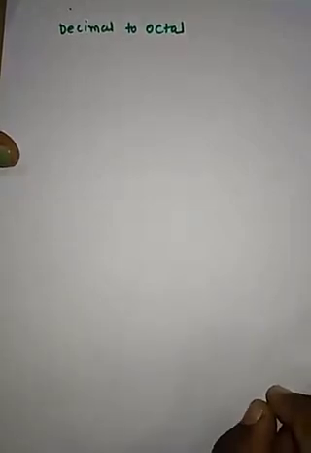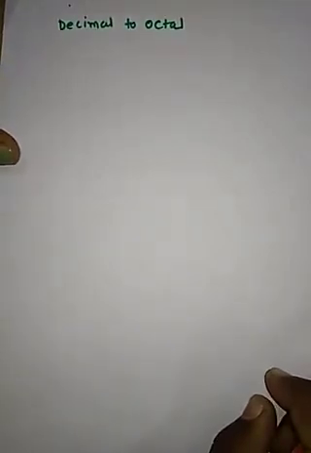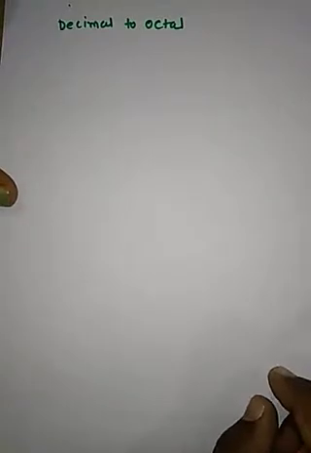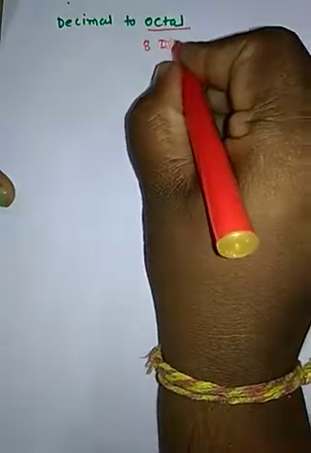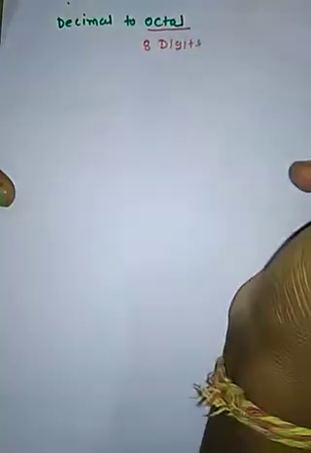Jai Swaminarayan students, today we are going to discuss decimal to octal number conversion. What is an octal number? It contains 8 digits. Octal number શું છે તો એની પાસે 8 digits છે.